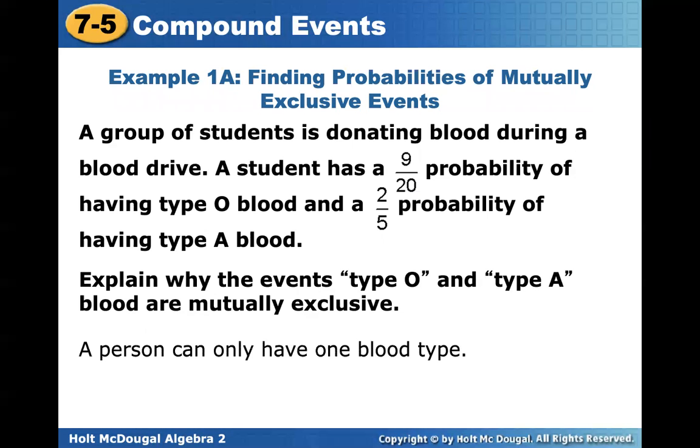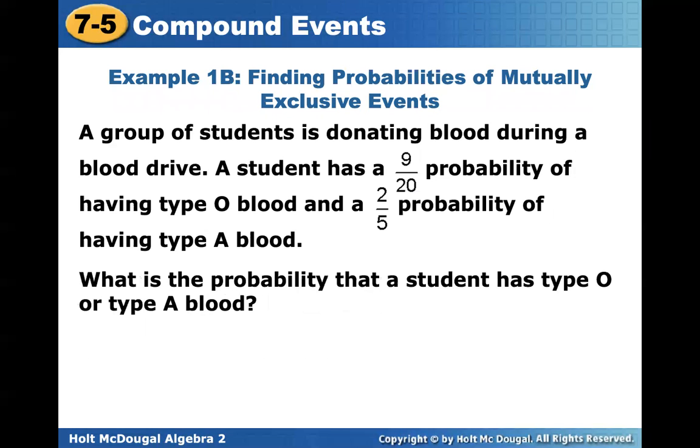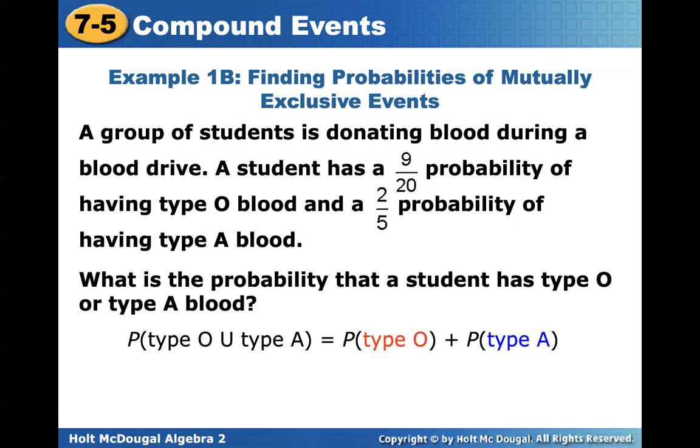Exactly. A person can only have one blood type. So if we wanted to find the probability that someone has type O or type A blood, since it's mutually exclusive, we can use this formula. There's no intersection. Nobody would have type O and type A at the same time. So we would just take 9/20 plus 2/5, and that ends up being 17/20.